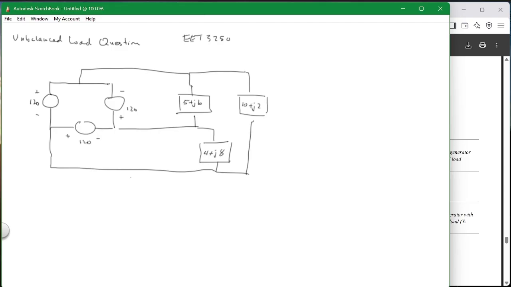Okay, now that's an unbalanced load. Here's one, and here's one. And that's all it is. Okay, so that gets you that. Any questions so far? How are you going to solve this? The old answer is very carefully.